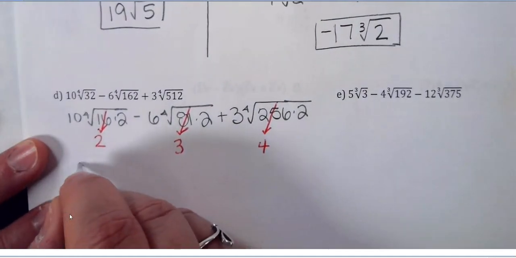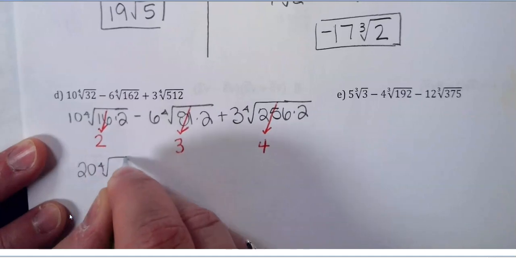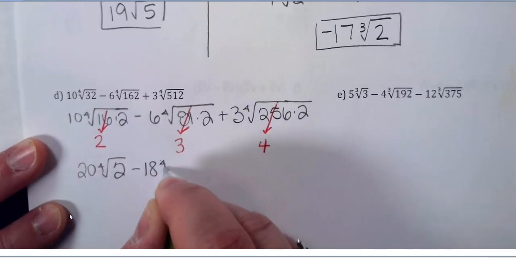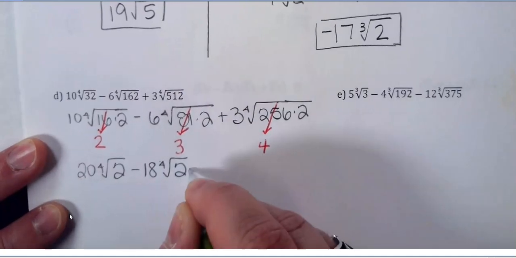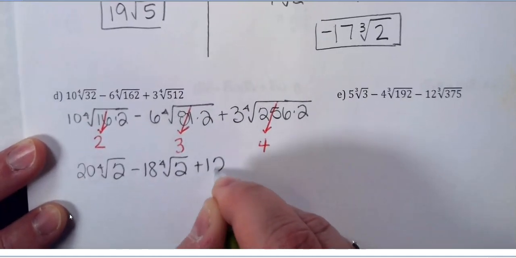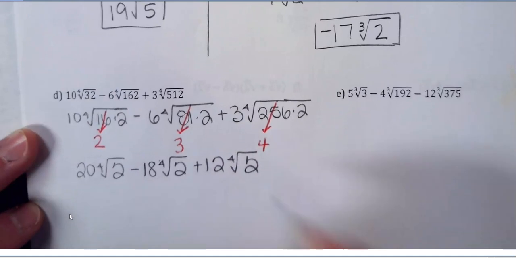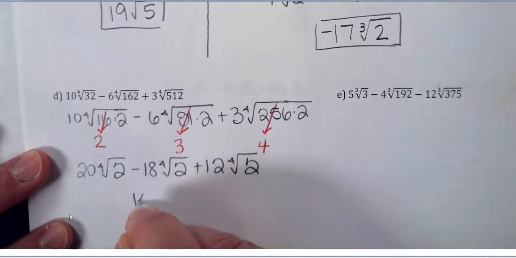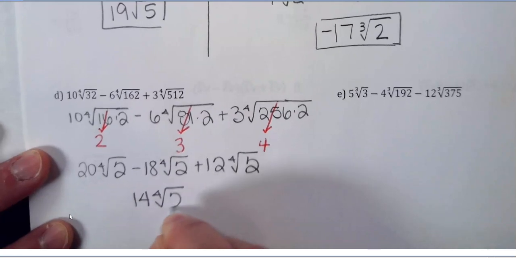So I've got 20 fourth roots of 2 for that first term, minus 18 fourth roots of 2 for the second term, and then plus, let's see, 12 fourth roots of 2. These all end up being like radicals, so just take the numbers in front. I'm going to do 20 minus 18 plus 12. So you got 14 fourth roots of 2 all simplified.